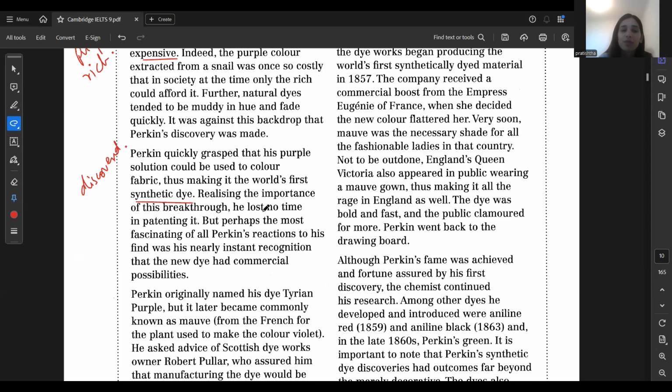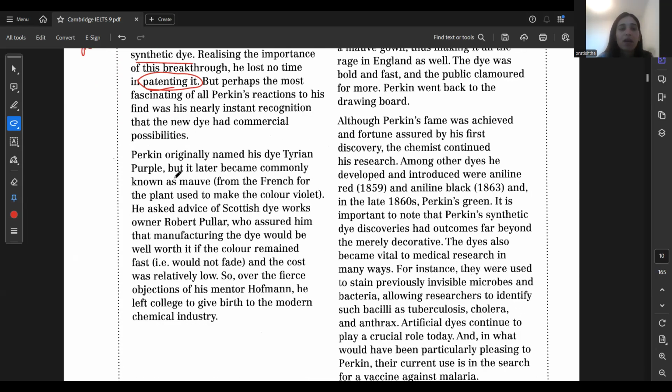Realizing the importance of this breakthrough, he lost no time in patenting it. So he patented, he like put his name on it. But perhaps the most fascinating of all, Perkin's reaction to his find was his nearly instant recognition that the new dye had commercial possibilities. Perkin originally named his dye Tyrian purple, but it later became commonly known as mauve. So, the mauve color, from the French for the plant used to make the color violet.